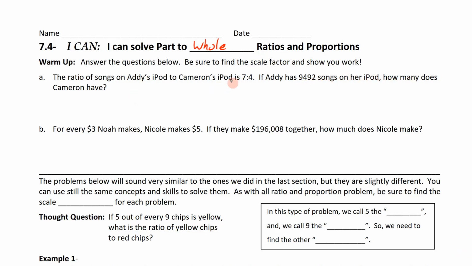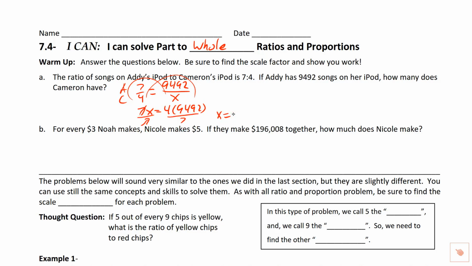So let's go ahead and set up this ratio. We've got Addie's iPod to Cameron's iPod, and that's 7:4. So Addie's got a lot more. And it says Addie has 9,492 songs, and we don't know how many Cameron has, but it's definitely going to be less. One thing we could do is figure out what the scale factor is, which we'll do in a minute. We can also figure it out by solving this using proportions. So let's do 7x on this side, 4 times 9,492, and then we're going to divide both sides by 7.